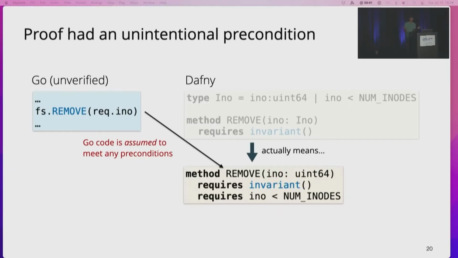Any precondition in a top-level method in Dafny implicitly is an assumption that all of the unverified code will respect this precondition. Normally preconditions are not necessarily bad, but in this case, this one was unintentional. It was hidden in the syntax of Dafny, and the Go code could actually violate it with a bad NFS request. So we fixed this bug by removing the precondition and replacing it with a verified dynamic check within Dafny.